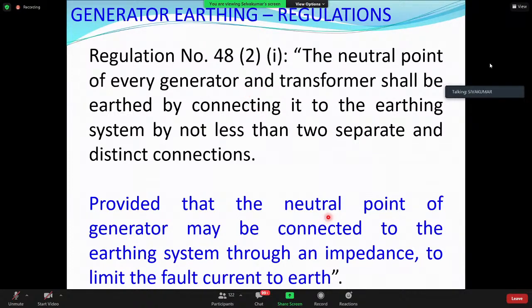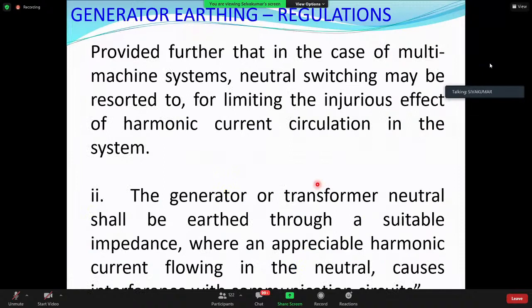Provided that in a multi-generator system, neutral switching may be resorted to. Generally, when 4 generators are kept in parallel, only the neutral of one generator is kept on, and the other generators are isolated. This is called neutral switching. This may be adopted. The standard permits earthing the neutral of only one machine. If there is apprehension of harmonic current circulation, you can isolate the other neutrals, keeping only one machine neutral on.